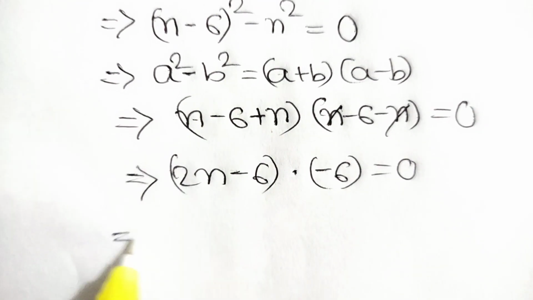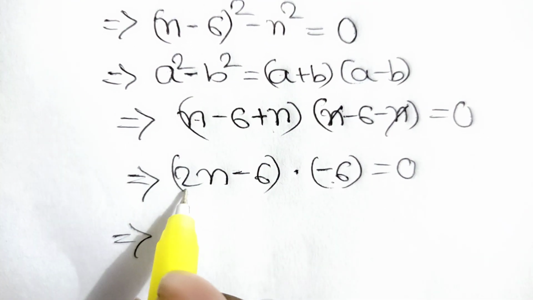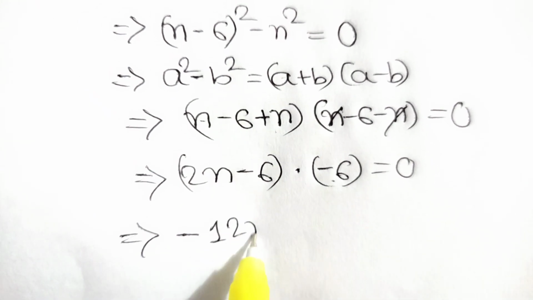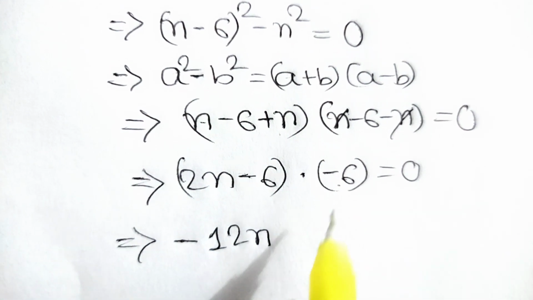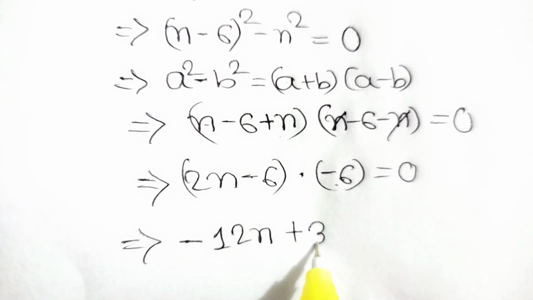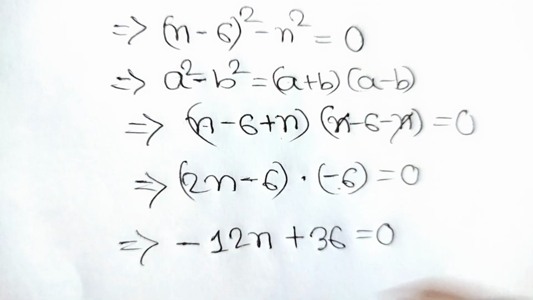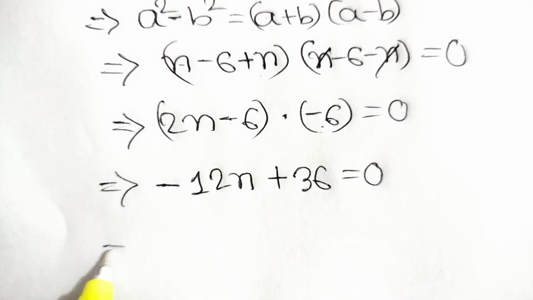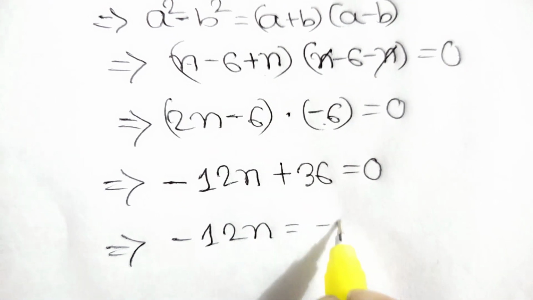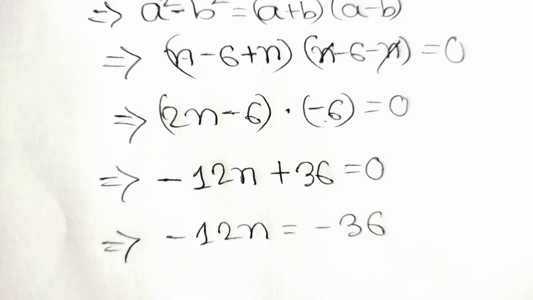Next step, we can write minus 6 into 2n is equal to minus 12n. Minus into minus is equal to plus. 6 into 6 is equal to 36 is equal to 0. Next step, we can write minus 12n is equal to minus 36.